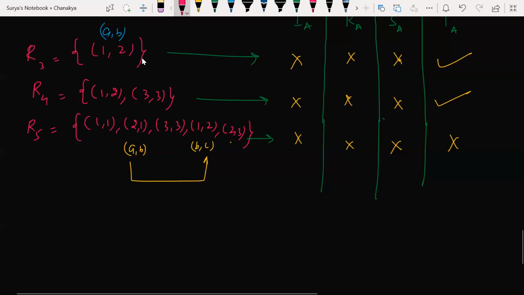Okay, next let me read one more relation. 1, 1, 2, 2, 1, 3, 3, 1. Check kar lo. Make it fast.